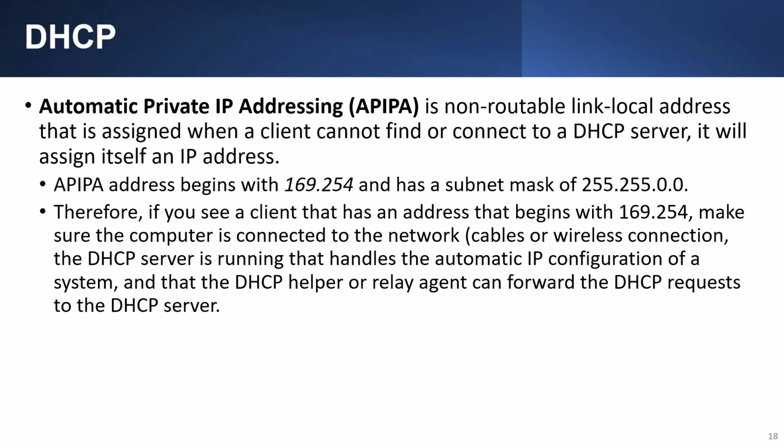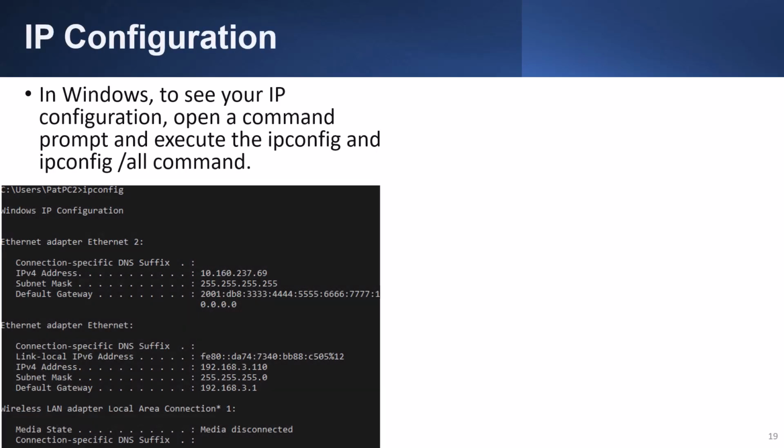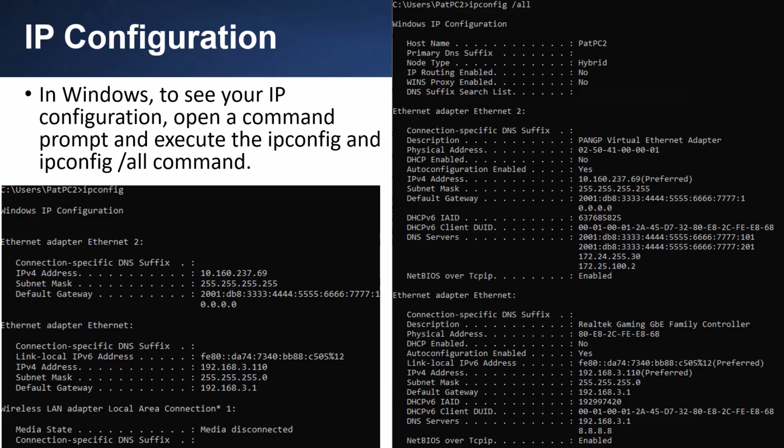Therefore, if you see a client that has an address that begins with 169.254, make sure the computer is connected to the network, cables or wireless connection, the DHCP service that handles the automatic configuration of the system is running, and that the DHCP helper or relay agent can forward the DHCP request to the DHCP server. In Windows, to see your IP configuration, open a command prompt and execute the ipconfig and ipconfig /all commands.